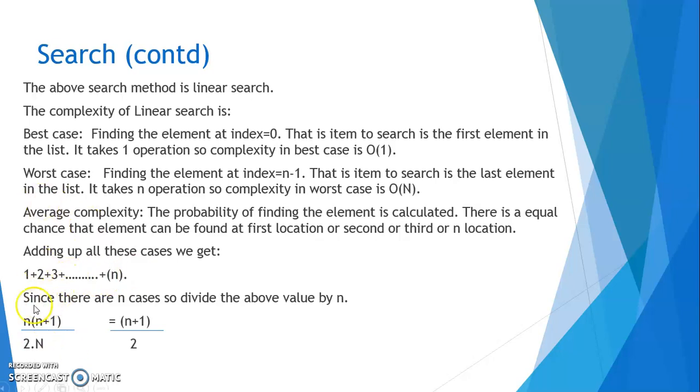Using the formula for summation of natural numbers, 1 plus 2 plus 3 till n is n into n plus 1 by 2, and division by the number of iterations, which is n. Now this n cancels out with this n because both of them have the same value, and we are left with n plus 1 by 2 as the average case complexity. So the best case complexity is 1, worst case complexity is n, and the average case complexity is n plus 1 upon 2.